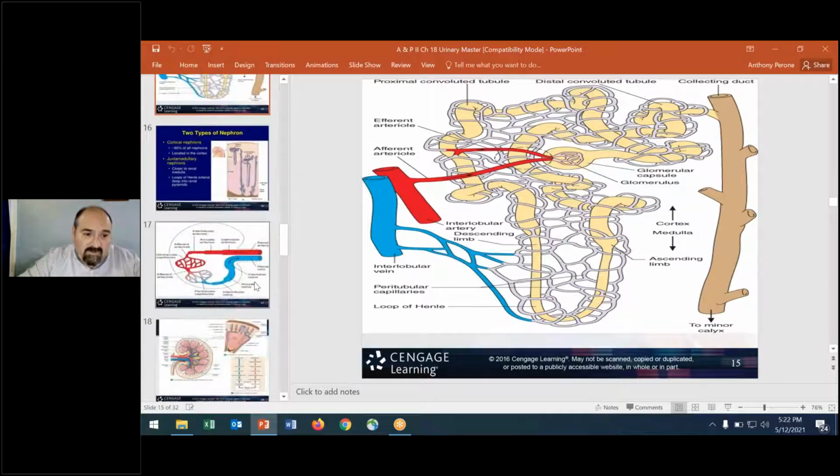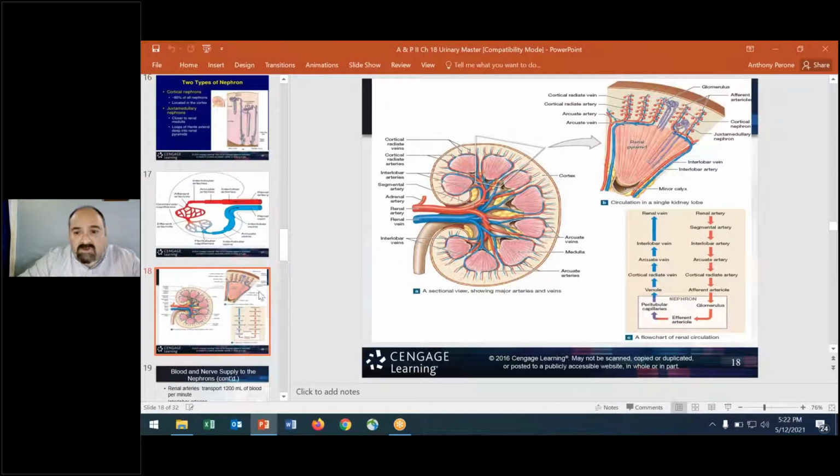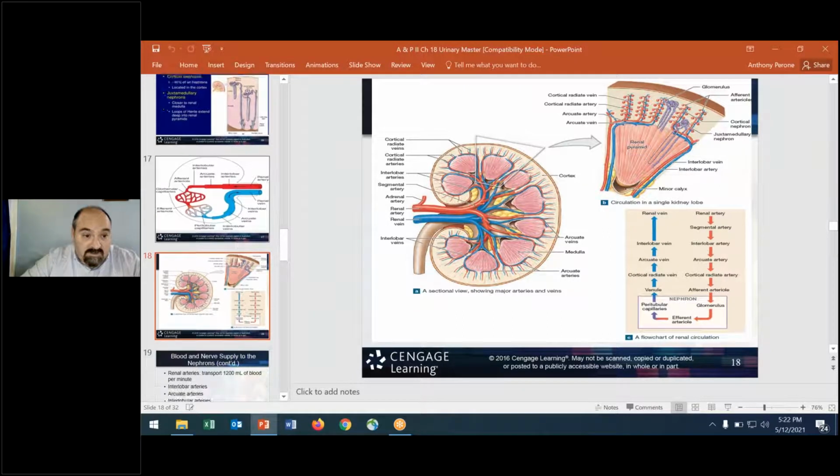So very important there. You should have this memorized, what's going on with the movement of blood, not only what you can see macroscopically, which we've viewed in the lab, but also what's taking place microscopically as far as the vasculature is concerned.